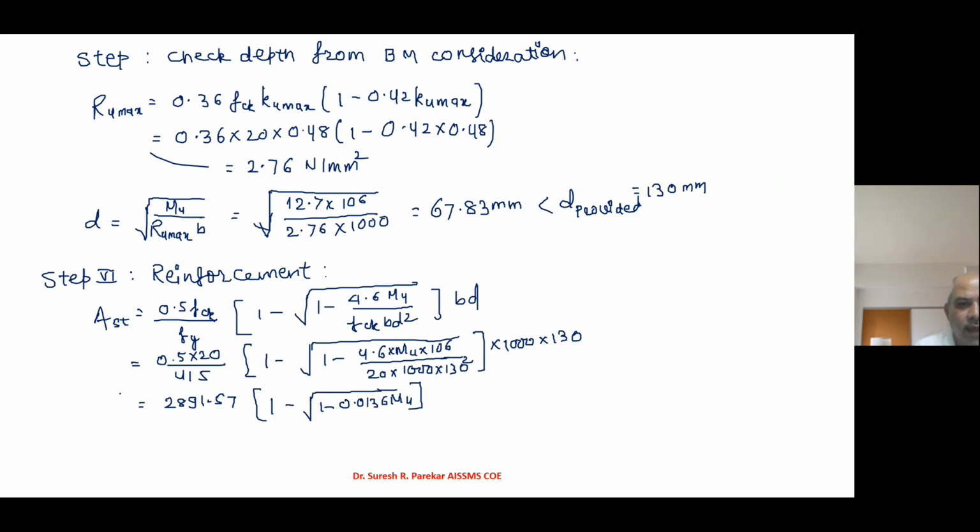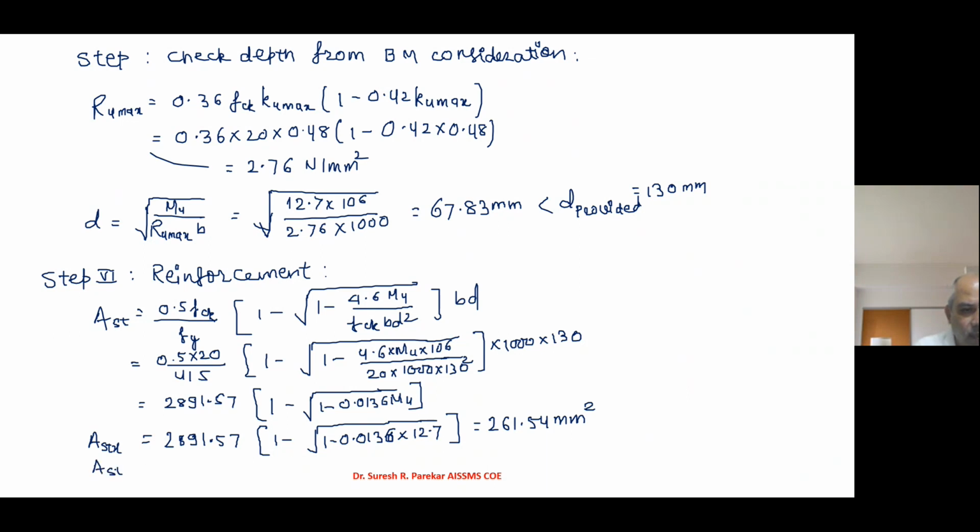And then we will put AstX. For this, we have to put the value of Mu, that is 12.7. So we have 2891.57 in bracket 1 minus root of 1 minus 0.0136 into Mu, which is 12.7, and that is equal to 261.54 millimeters square. Check it, you have to check the calculations.